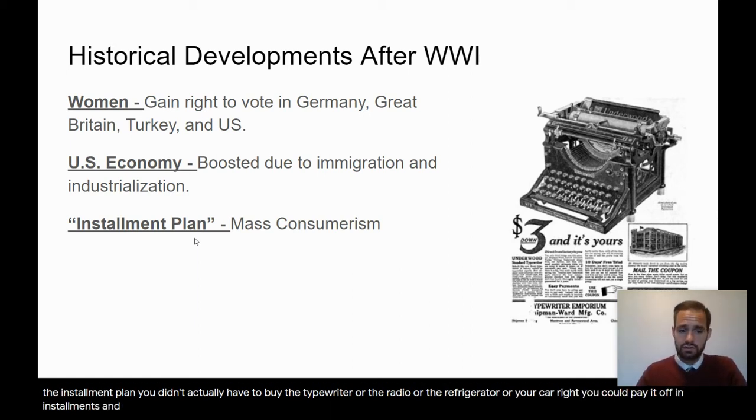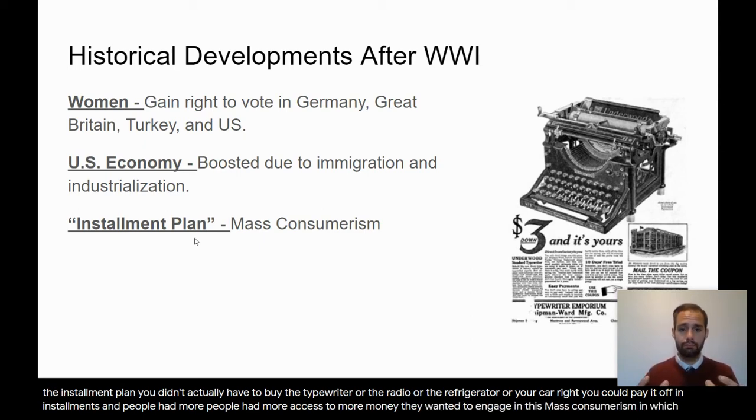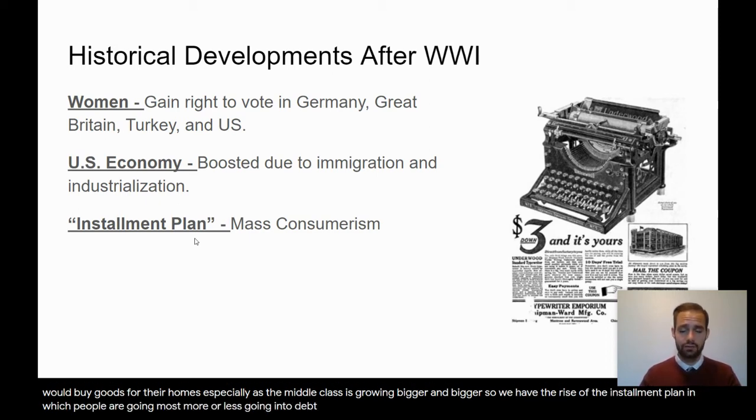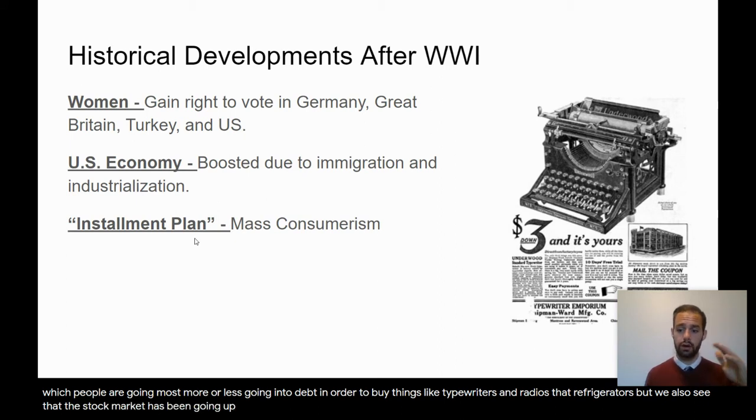And during the age of industrialization, where people had more access to more money, they wanted to engage in this mass consumerism in which they would buy goods for their homes, especially as the middle class is growing bigger and bigger. So we have the rise of the installment plan, in which people are almost more or less going into debt in order to buy things like typewriters and radios and refrigerators. But we also see that the stock market has been going up and up and up. And so more and more people are putting their money in the stock market.